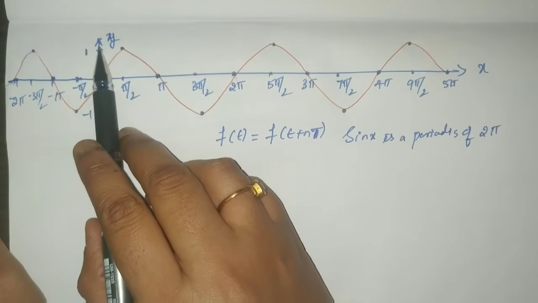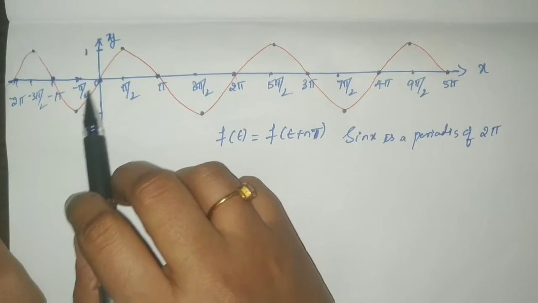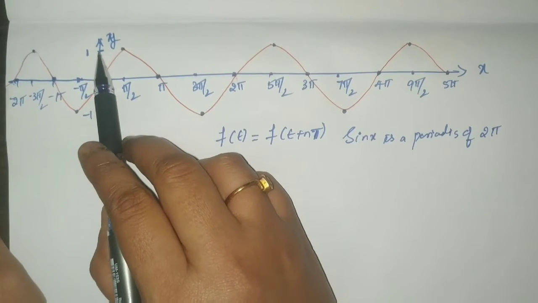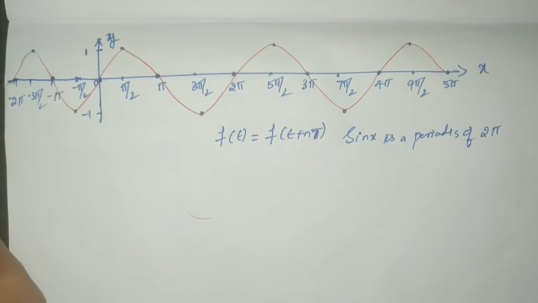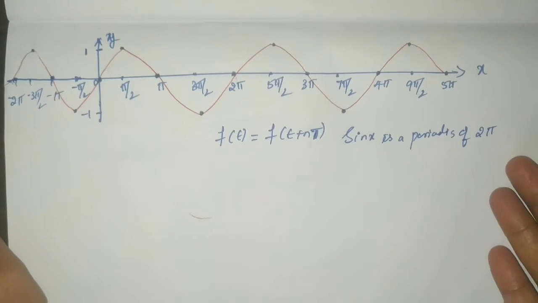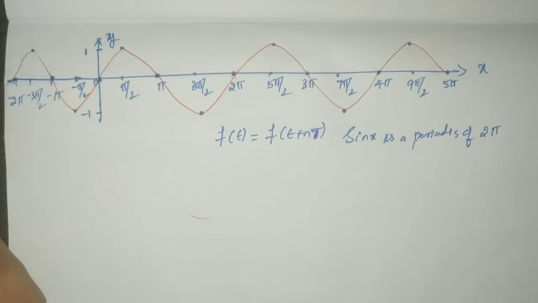Similarly, you can try it with the cos function. Cos starts from 1, because cos 0 is 1. So the curve starts from here and then proceeds. This is the exact diagrammatic meaning of a periodic function.